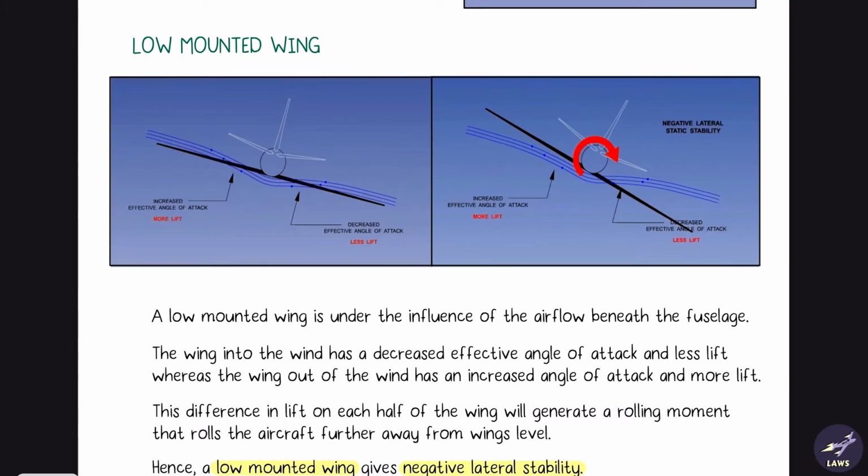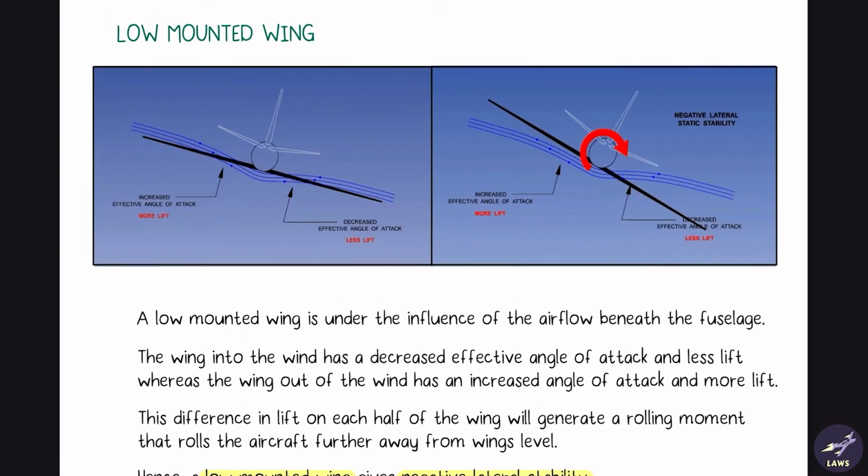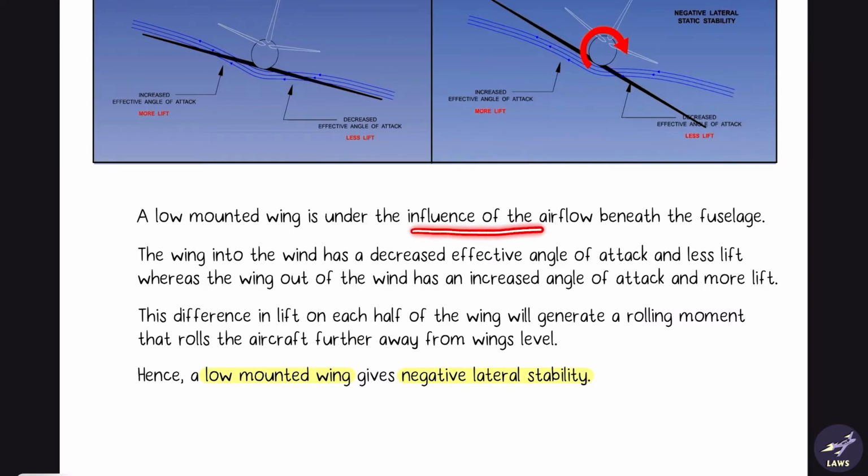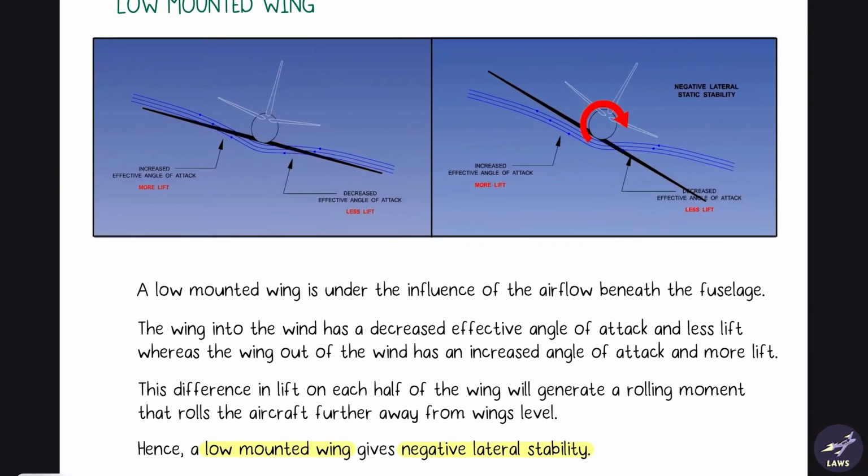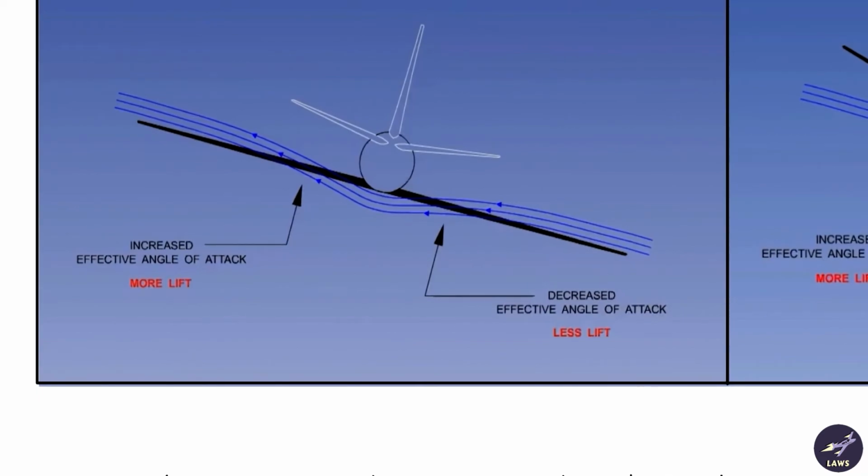Now we'll look at the influence of different types of wings on lateral stability. First is a low mounted wing. The airflow which is going below the fuselage is affecting the wing, not the airflow which is above. So it is under the influence of the airflow beneath the fuselage. As you can see, in this case the angle that it creates with the wing is lesser in this case and more in this case. Because this angle is more on the left side, it will have an increased lift.